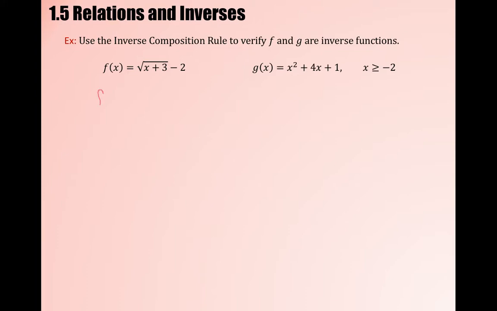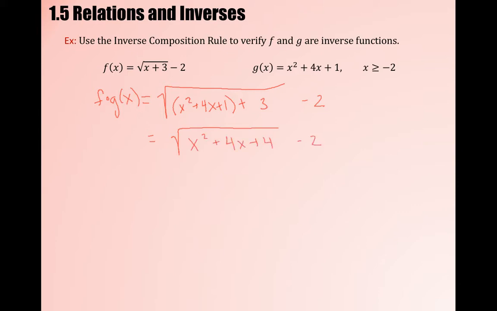So f of g of x, the square root of x squared plus 4x plus 1 plus 3, minus 2, equals the square root of x squared plus 4x plus 4, minus 2. I think we can factor this, can't we? Oh look, (x plus 2) squared, minus 2. Well, this is just x plus 2 times x plus 2, and then when you take the square root, it's just x plus 2 minus 2 equals x.